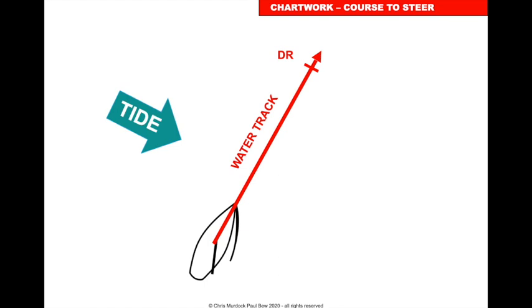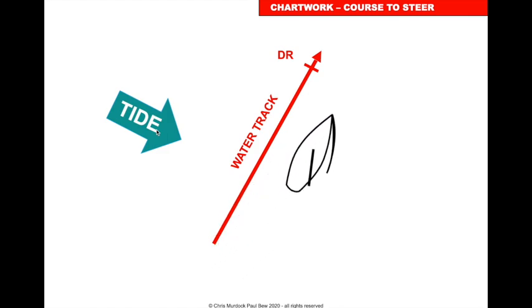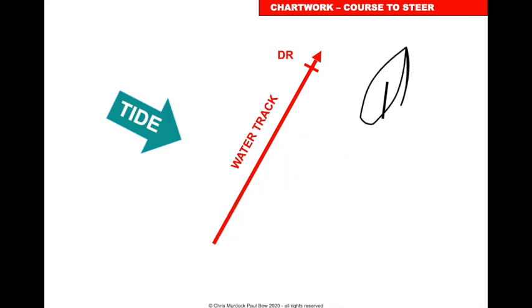So here we go, the boat starts at the bottom here. We know where we've gone, we know how far we've gone, mark it off, and this is our dead reckoning position. But during that time, the tide has pushed us, and the boat has sailed this course with the tide pushing us. The effect of the tide is from the end of your DR to where you are now, which is your estimated position.